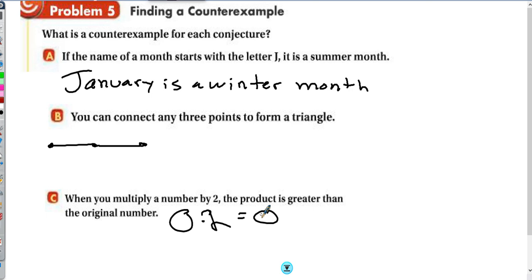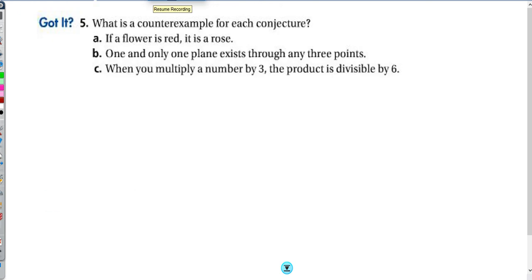I want you to do the next 3. Give counterexamples for each one of those statements, and then we'll be done. So for A, someone give me a red flower that you use. Poppy. A poppy can be red, and a poinsettia can be red. That's the one I think of, but I didn't remember the name. A poppy is easier to write. So you could have said a poppy, a poinsettia, or any other red flower.